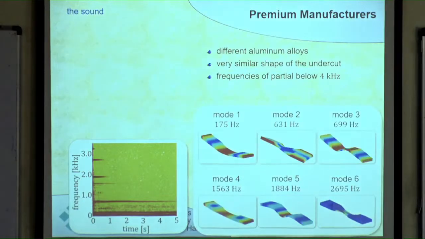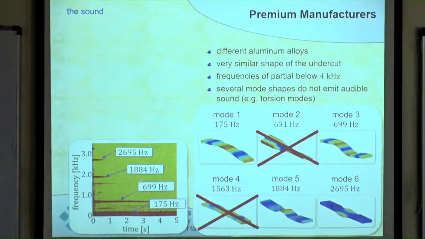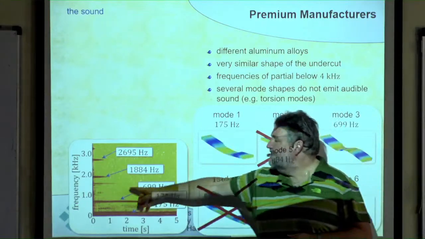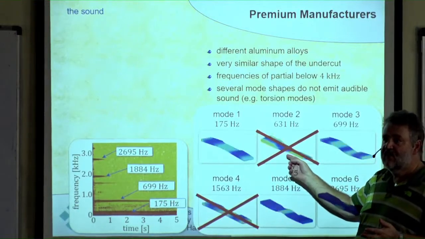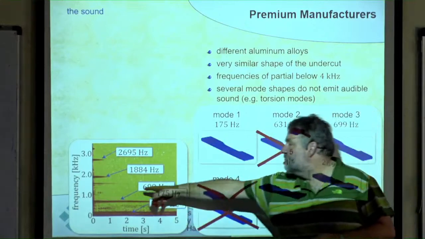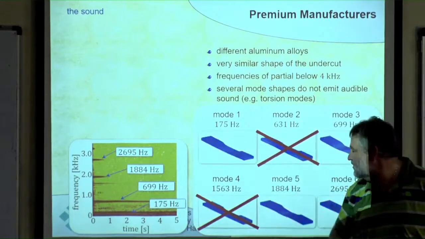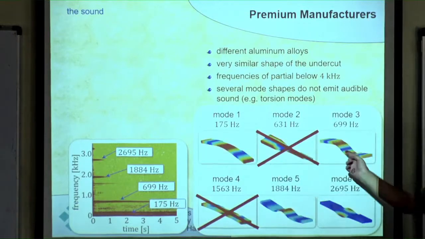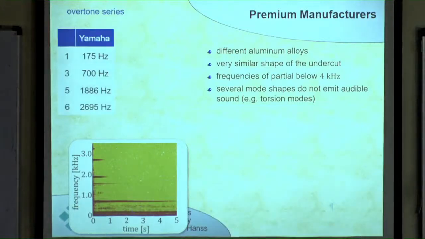And here again, the eigenforms. For example, these two eigenforms are missing in the spectrogram, so here in the measurements. They are simply not there. And this clearly says, okay, they exist in physics, they are there, they give vibrations, but they do not give any sound impression, because the sound waves are cancelling out for these two, for example. So these are important, and we have to concentrate on those.